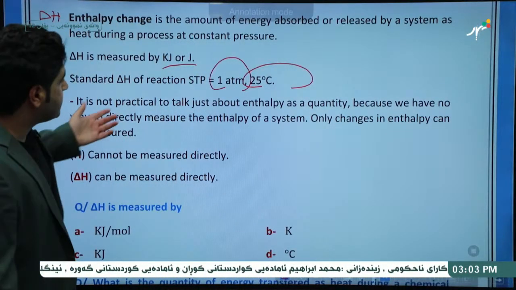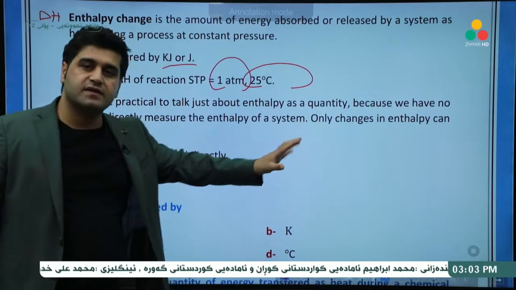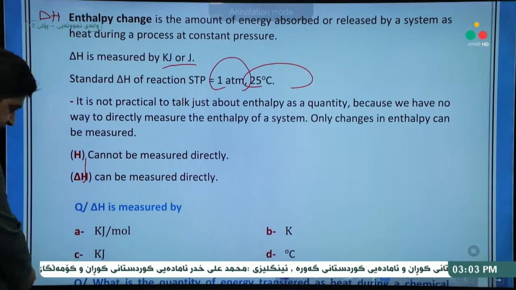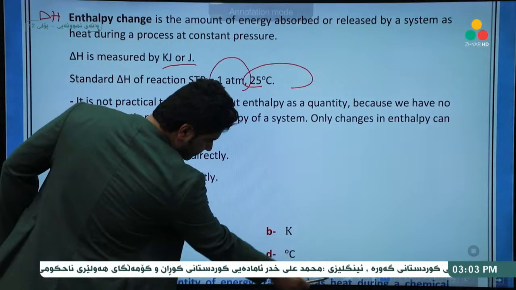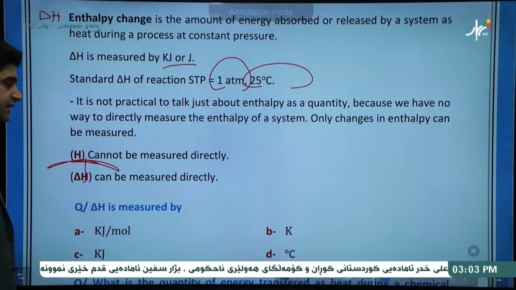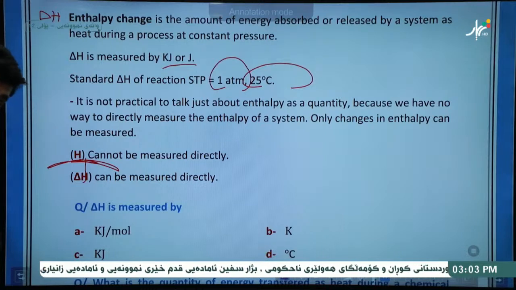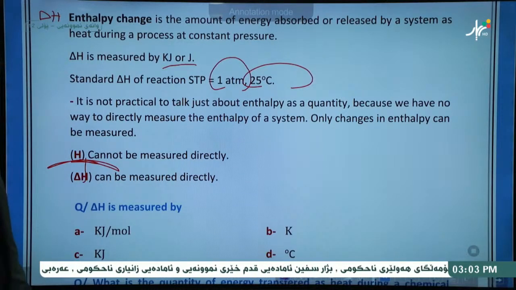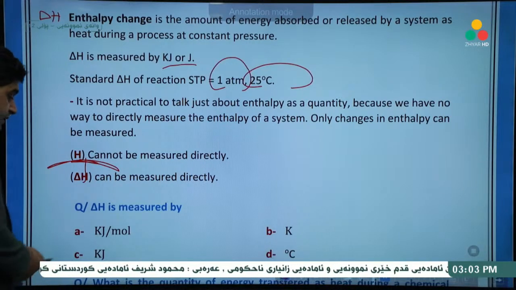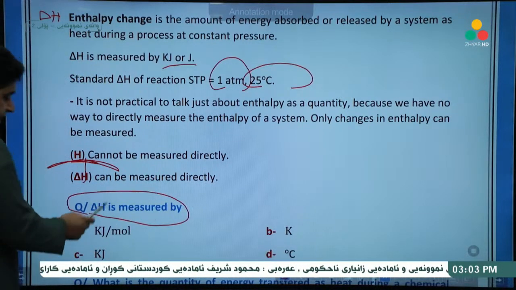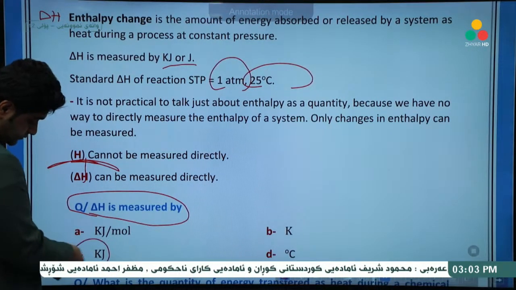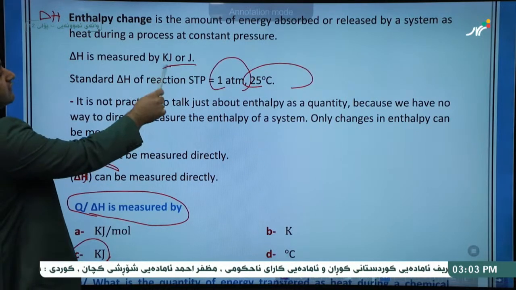It's not practical to talk about enthalpy as a quantity. That's why, firstly, we have to calculate delta H. Then we can get the value of the enthalpy. So it means enthalpy cannot be measured directly, but delta H can be measured directly. The unit of measurement of delta H is kilojoule. You see, it's kilojoule simply.